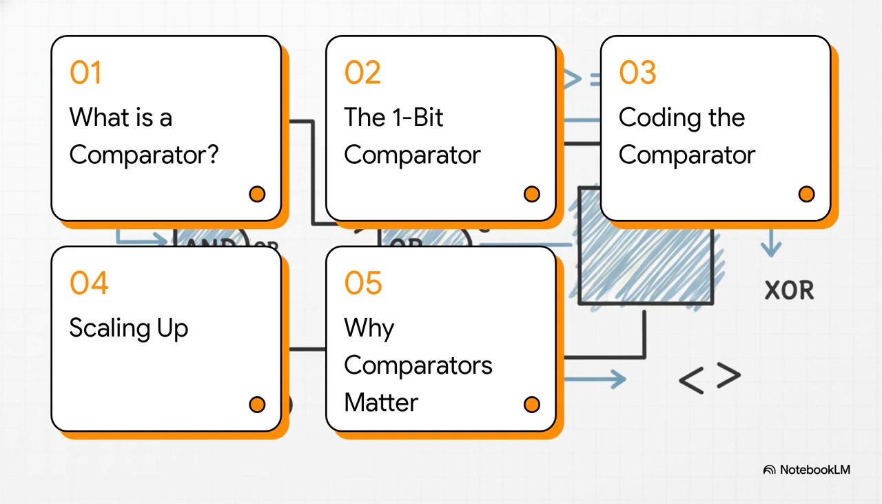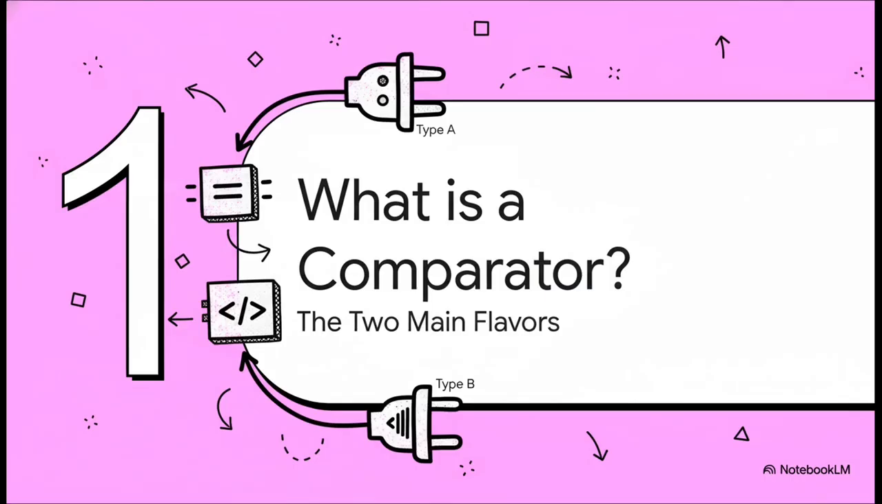So, here's our roadmap for this little deep dive. We'll start with the basics. Then we'll break down the absolute simplest comparator you can imagine. We'll see how it's actually coded, figure out how to scale it up for bigger numbers, and finally, we'll see why this little circuit is so critical in all the devices we use every single day. All right, let's get into it.